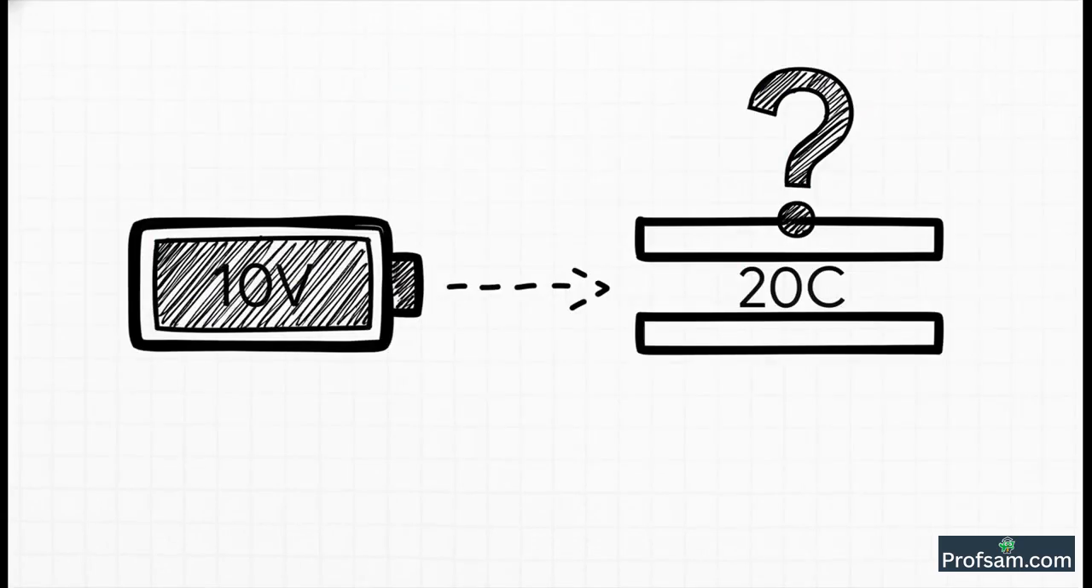Let's try a very small problem to make this concrete. Imagine you have a 10-volt battery, and your job is to build a device that can store 20 coulombs of charge using this battery. What capacitance will your device need to have?